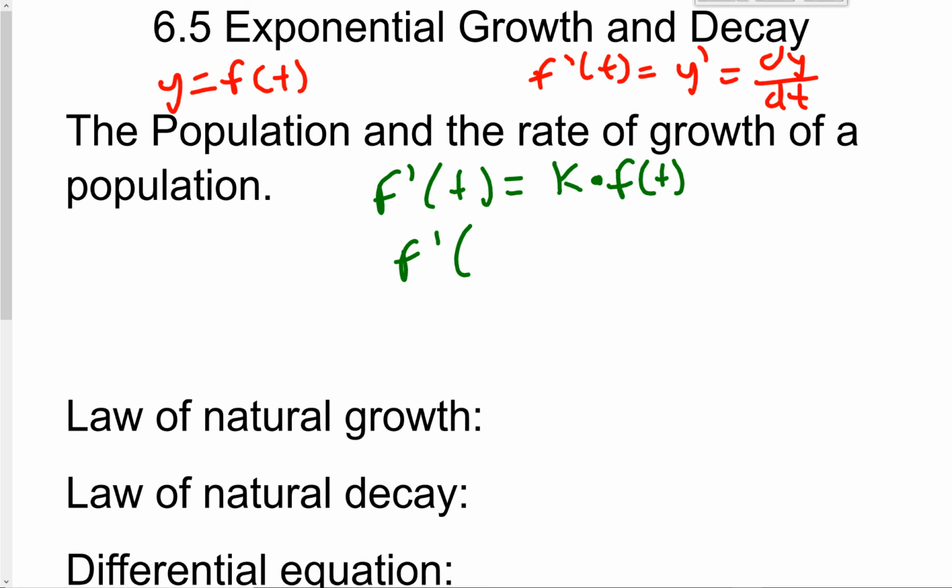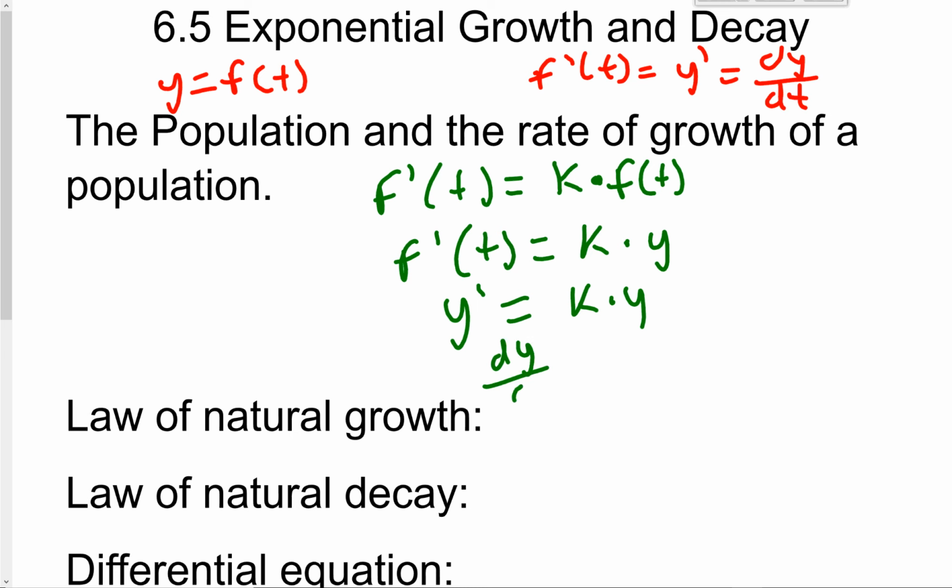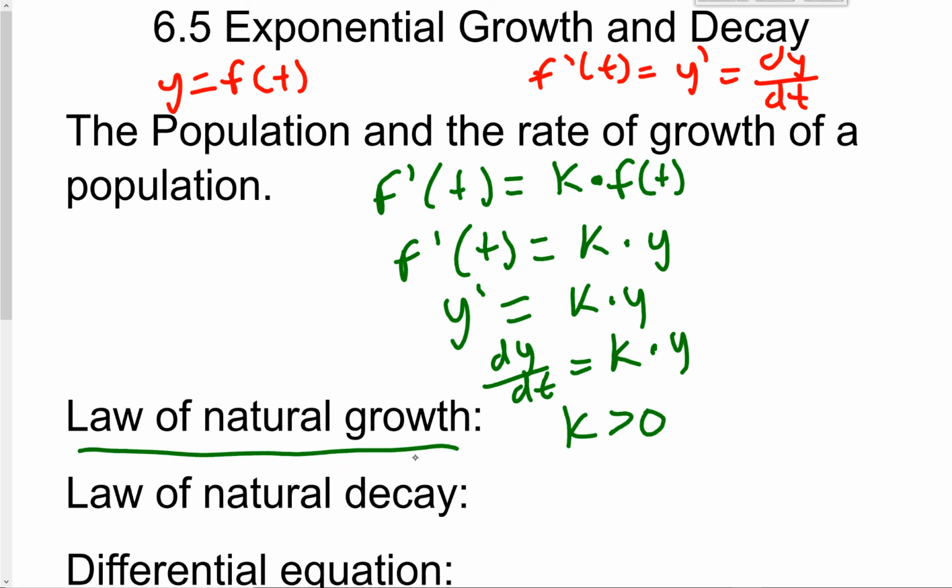I could write it like this, or I could write it like this, or finally, I can write it like this. And when that k is larger than 0, that's called the law of natural growth. And when it is smaller than 0, it's called the law of natural decay.